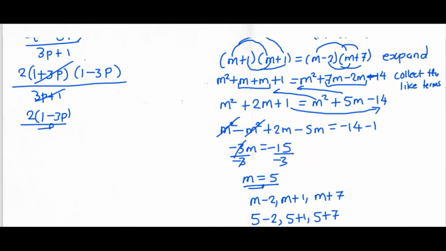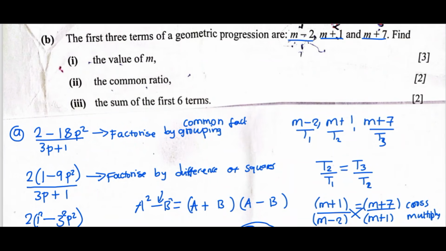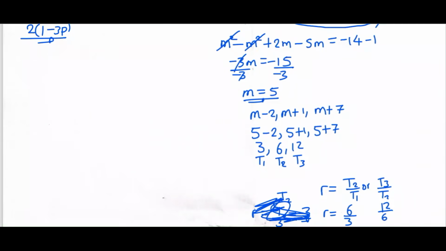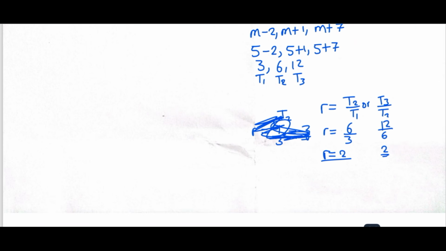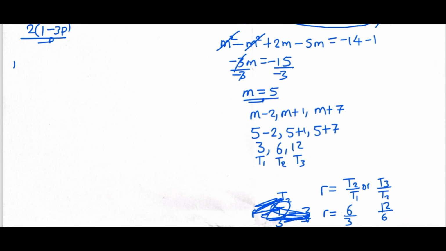Then what is the other question? The sum of the first 6 terms. Since the common ratio is greater than 1, our sum will be this formula: a times r to the power n minus 1, over r minus 1. So what is n? n is equal to 6. Our a is our first term, which is 3.